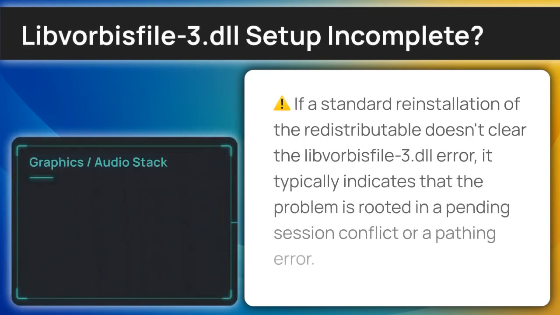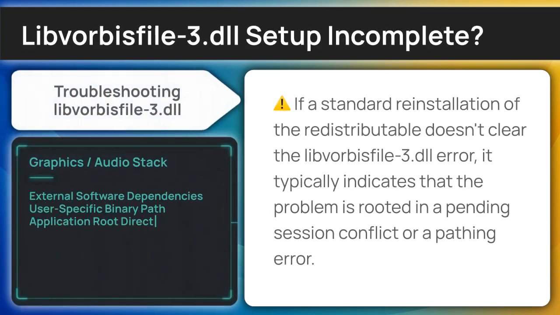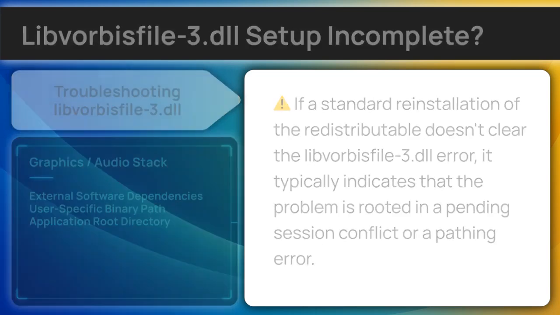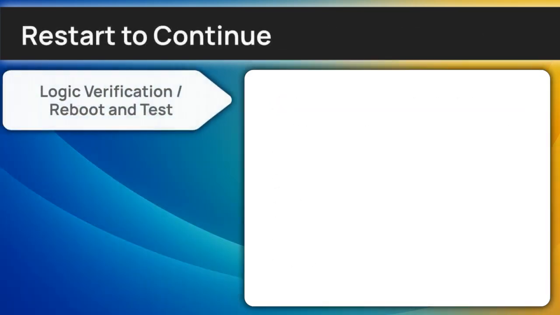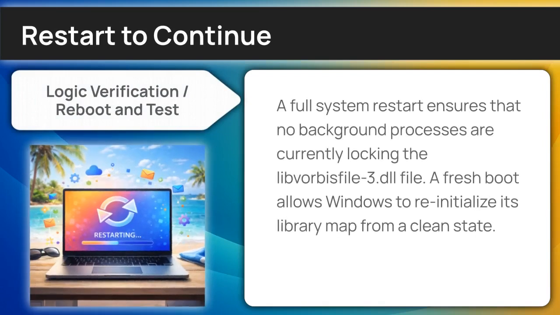When a standard software refresh isn't enough, we need to bypass the automated installers and look at manual system state resets. A quick reboot can determine if the error is transient. While it won't fix a deleted file, it can re-establish the connection between your software and the libvorbisfile3 file if the path was temporarily busy.